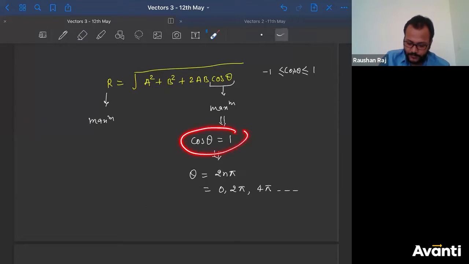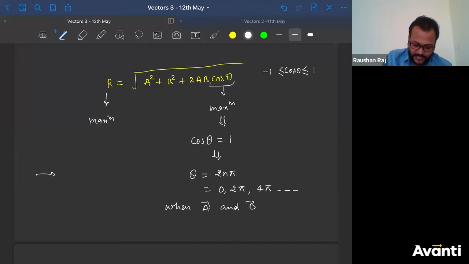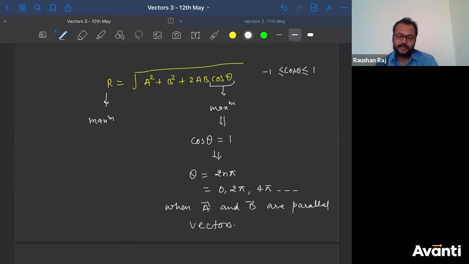A and B, what did I get here? So if this is A, if the angle between A and B is 0, that means B has to be like this. A and B can be bigger, it can also be like this. This is A and this is B, right? So what is the meaning of this 0 or 2 pi or 4 pi angle? Can I say that they are nothing but parallel vectors? They are parallel to each other, right? They are along the same direction. So I can say when A and B are parallel vectors.